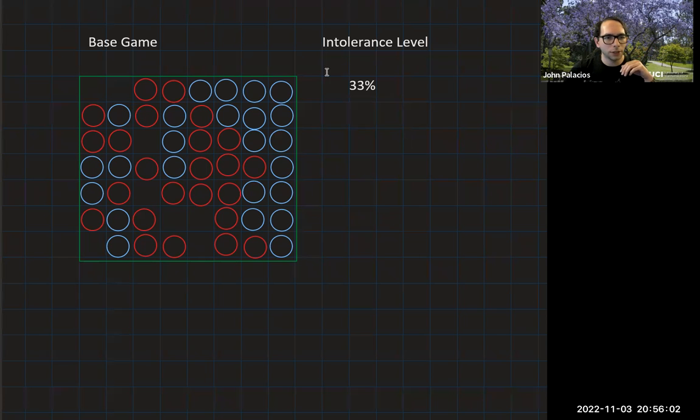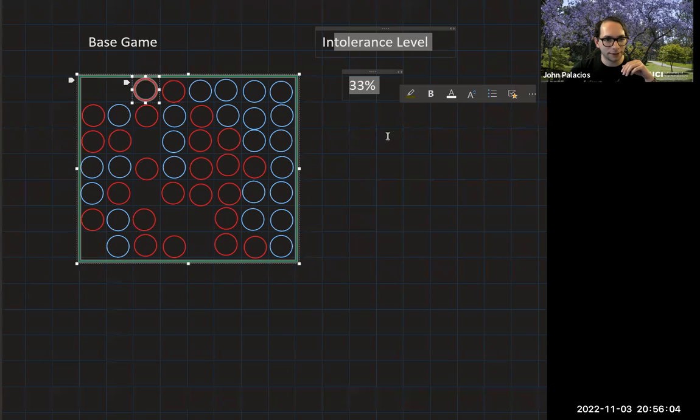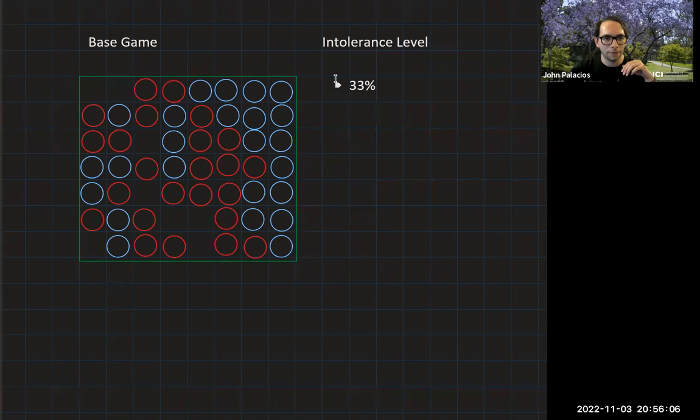Then you'll want to agree on an intolerance level. In this version, each token is only happy if at least 33% of their neighbors are of the same color as that token. You'll want to maybe model a first turn for your students at each of the boards that you have set up, and then ask them, okay, now let's look for other tokens that are unhappy, and we'll move them randomly.